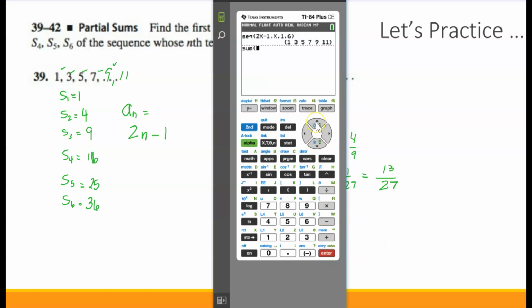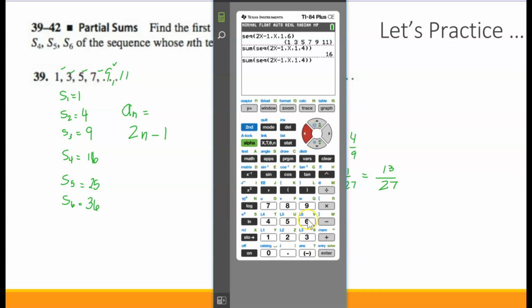We can either go back into sequence and re-enter our information, or in this calculator I can just grab it here, and let's say I want to add up not the first 6, let's add up the first 4. If I add up the first 4, that's where we got 16. So let's see if we were right or not. Yay, we were right. Second enter brings up the next one.